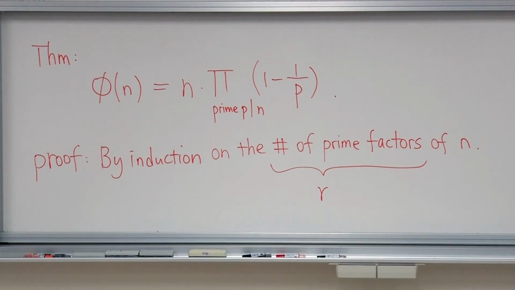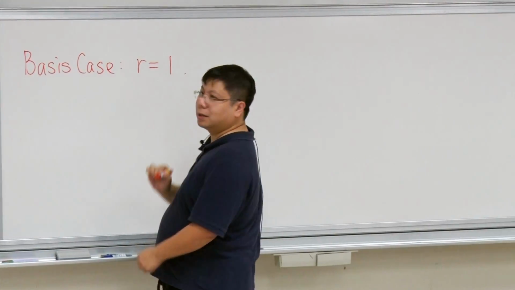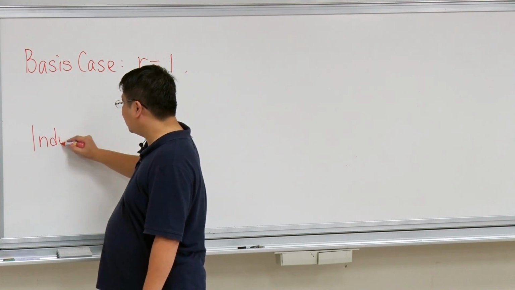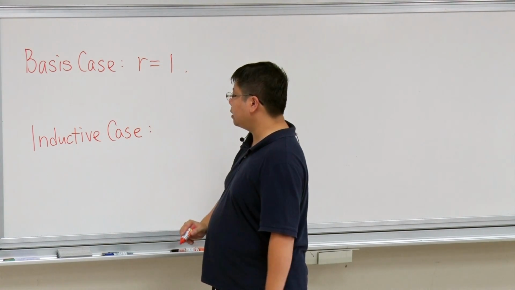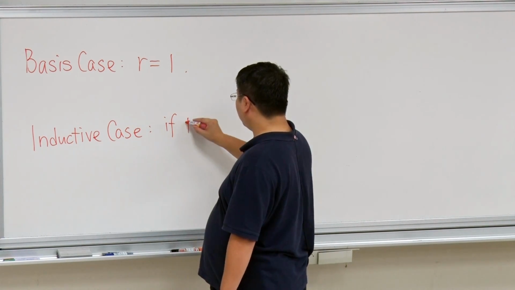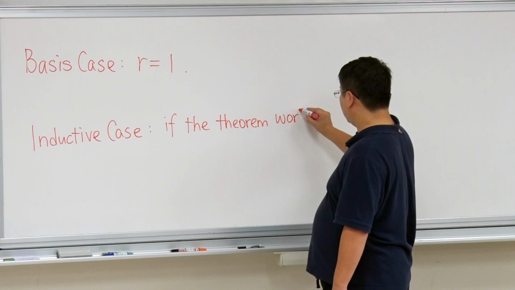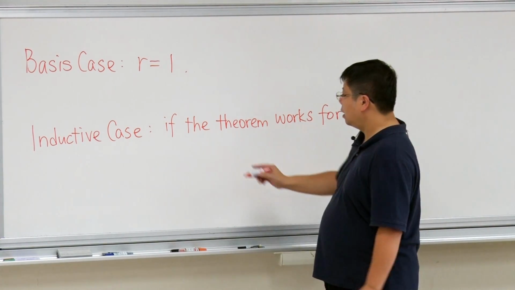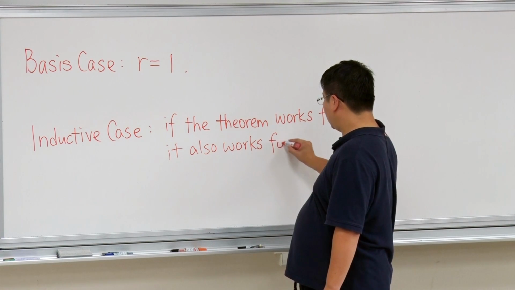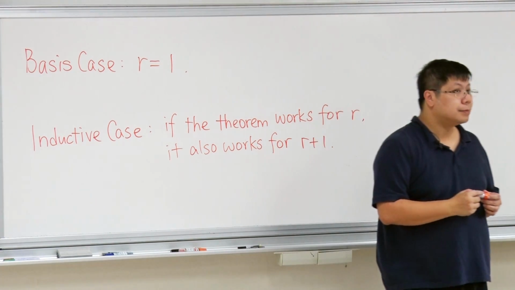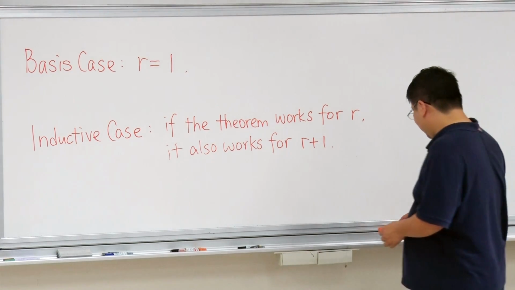Okay, so we want to show the basis case and also the inductive case. So the basis case is when R is equal to 1. Is that okay? And then later, when we want to show the inductive case, we want to show that if the theorem works for R, it also works for R plus 1. Is that okay? So this is what we are going to do. If we have the basis case and the inductive case both proven, then we are done.